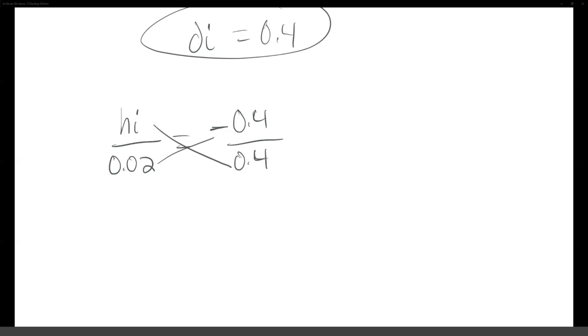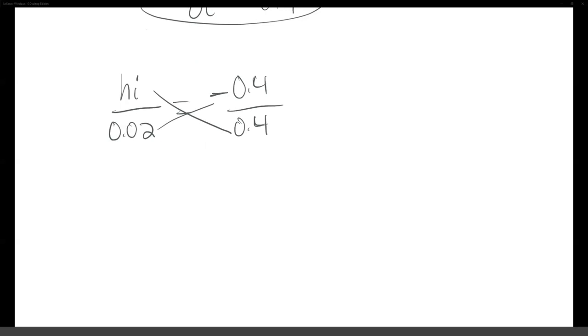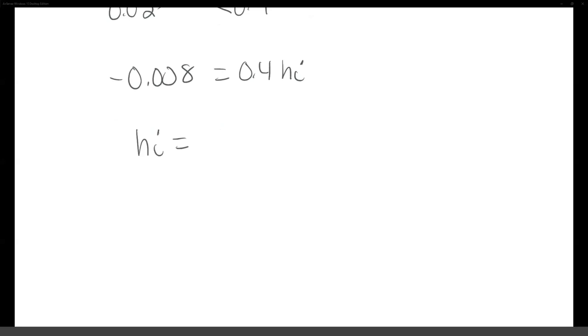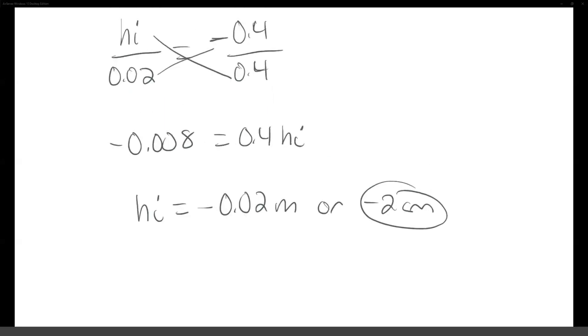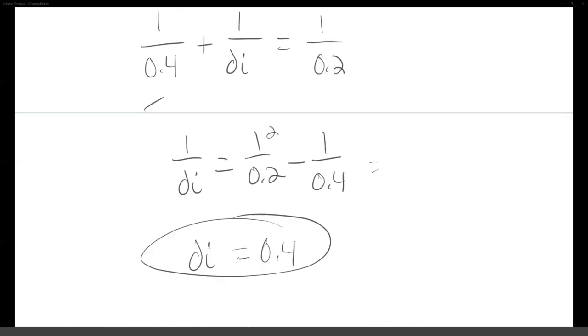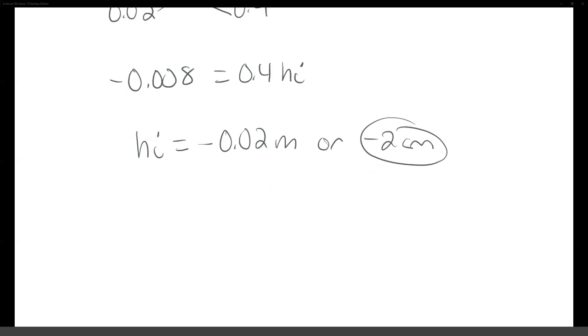If you ever have 2 fractions with an equal sign in between, you can cross multiply. So negative 0.4 times 0.02 should give you negative 0.008. You have 0.4 hi. If you divide that by 0.4, you should get an hi value of negative 0.02 meters, or negative 2 centimeters. So that's an example of 16 using the thin lens equation. I think that's all those short answer problems. I think we covered pretty much everything on the study guide.